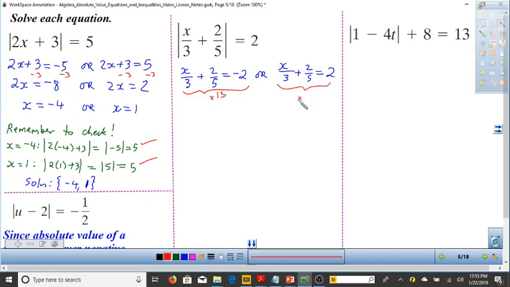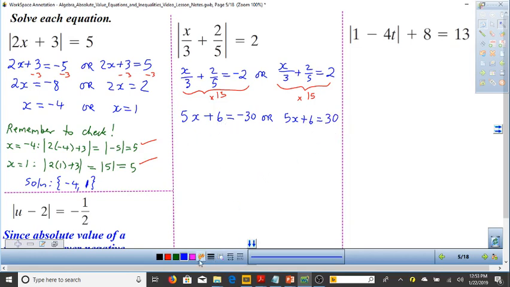And we'll get a linear equation that's relatively easy to solve. So I multiply x over 3 by 15, I get 5x. And I multiply 2/5 by 15, and that will give me, I believe that is 6. And negative 2 times 15 is negative 30. And then over here, we still get 5x plus 6, but this time we get a positive 30.